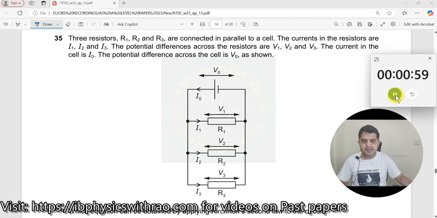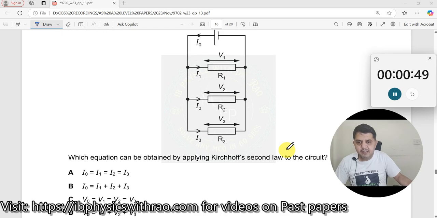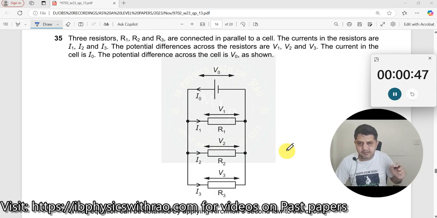Question number 35. Three resistors R1, R2 and R3 are connected in parallel to a cell. Okay, so all this has been given. Which equation can be obtained by applying Kirchhoff's second law to the voltage? What is Kirchhoff's second law to the voltage? Kirchhoff's second law to a circuit is nothing but KVL.